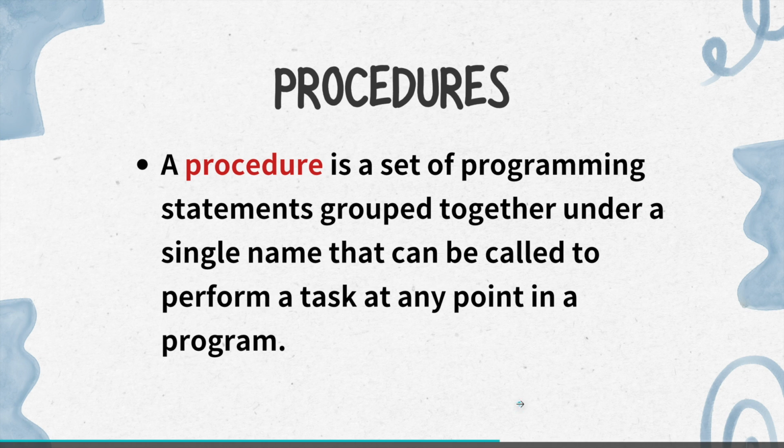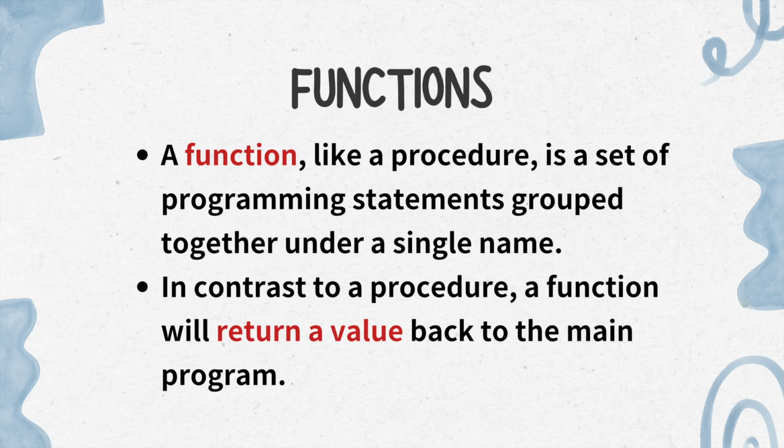A procedure is a set of programming statements grouped together under a single name that can be called to perform a task at any point in the program. A function, like a procedure, is a set of programming statements grouped together under a single name that can be called to perform a task at any point in the program. In contrast to the procedure, a function will return a value back to the main program.